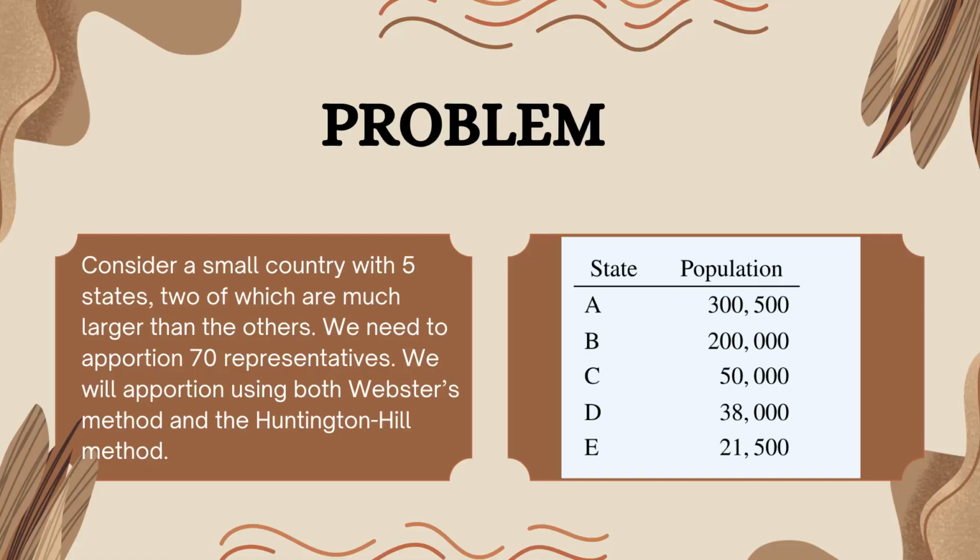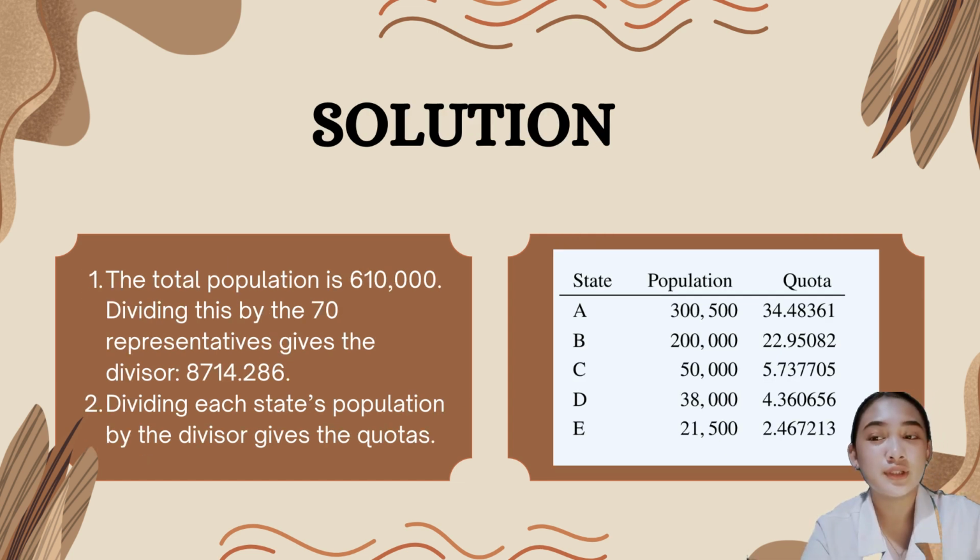Consider a small country with 5 states, 2 of which are much larger than the others. We need to apportion 70 representatives. We will apportion using both Webster's method and the Huntington-Hill method. Solution. Step 1. The total population is 610,000. Dividing this by the 70 representatives gives the divisor 8,714.286.